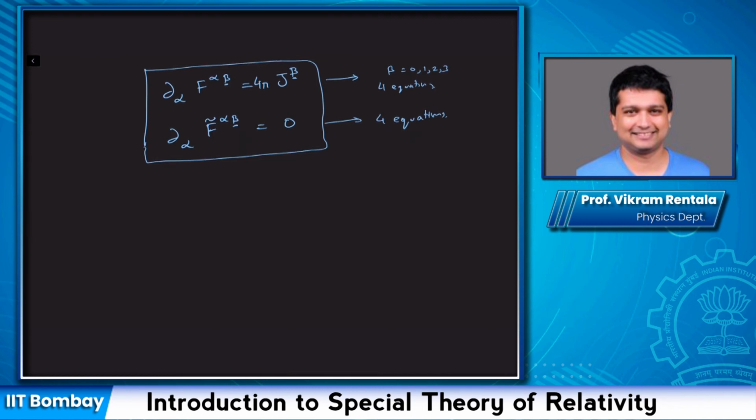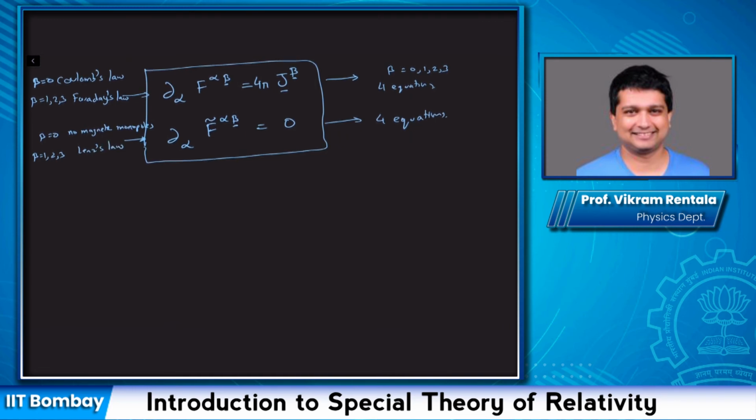However, one thing that you can see quite clearly is if beta is equal to 0, then the quantity here has charge density here. So the 0th component of this would give you Coulomb's law. Whereas beta is 1, 2, 3 would involve the current density, so those would give you Faraday's law. And similarly over here, beta is 0 would give you the no magnetic monopoles law. And beta is 1, 2, 3 would give you Lenz's law.